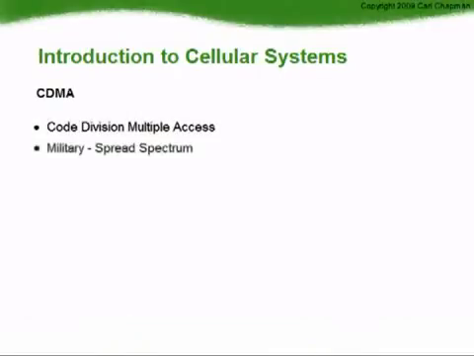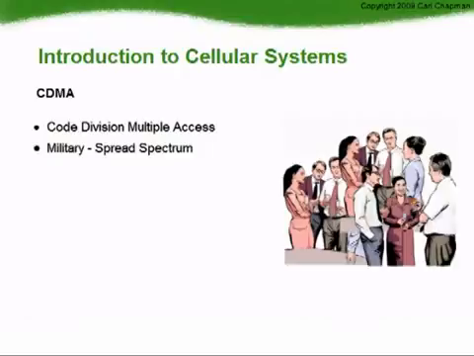CDMA, or code division multiple access, was originally designed for military spread spectrum communications. The best way to understand CDMA is to think of a room full of people where many conversations are taking place at one time, but each conversation is in a different language. A listener who can understand the language is able to follow a particular conversation, but to someone who cannot understand the language it is just noise.